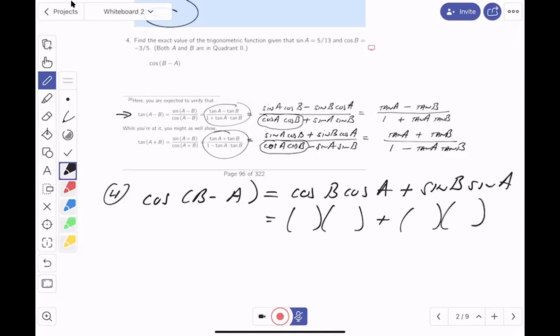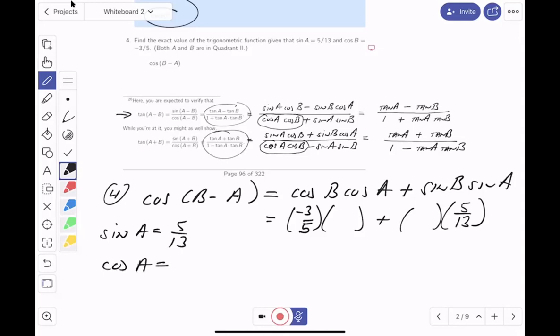All right. Now, I know the sine of a is 5/13. I know the cosine of b is minus 3/5. What I don't know is the cosine of a, and I don't know the sine of b. So I need to figure that out. And I'll write this on the side for you. So if the sine of a is 5/13, the big question is, what's the cosine of a?